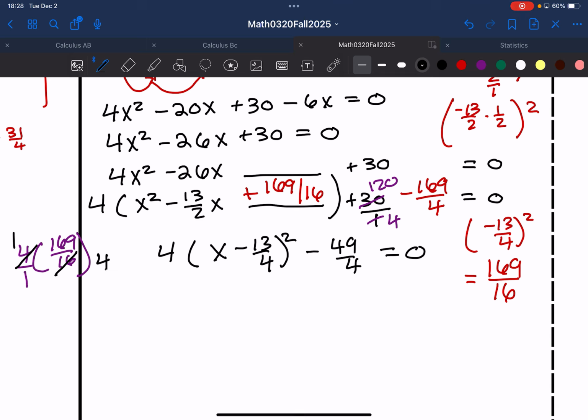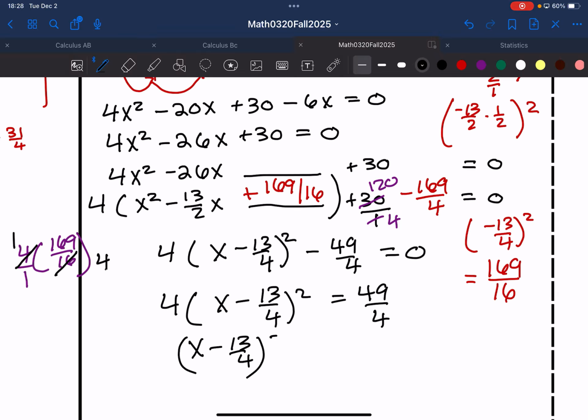Good. Add the 49 and 4 to the other side. So I have 4 times x minus 13 over 4 squared equals 49 over 4. Now what? Yes, then we're dividing by 4. So we have x minus 13 over 4 squared is equal to 49 over 4 divided by 4 over 1.